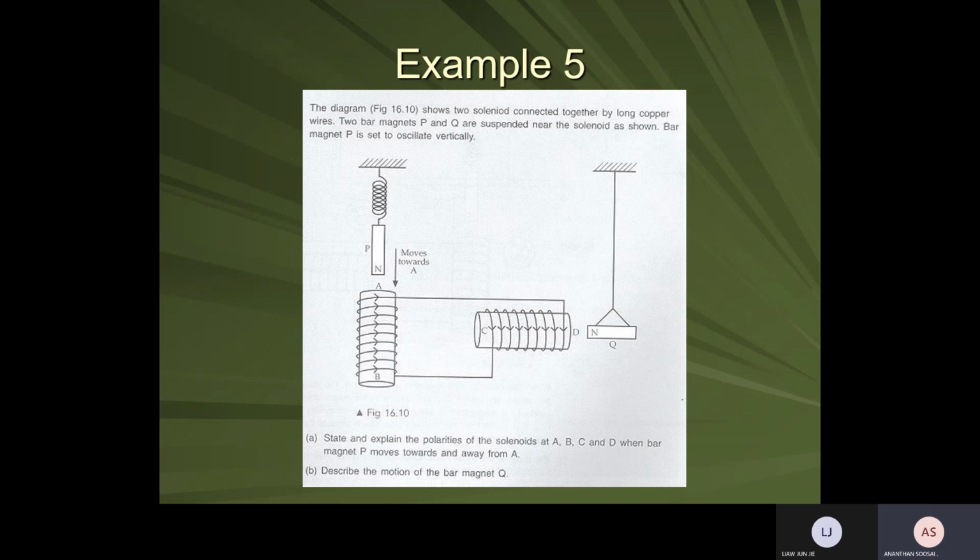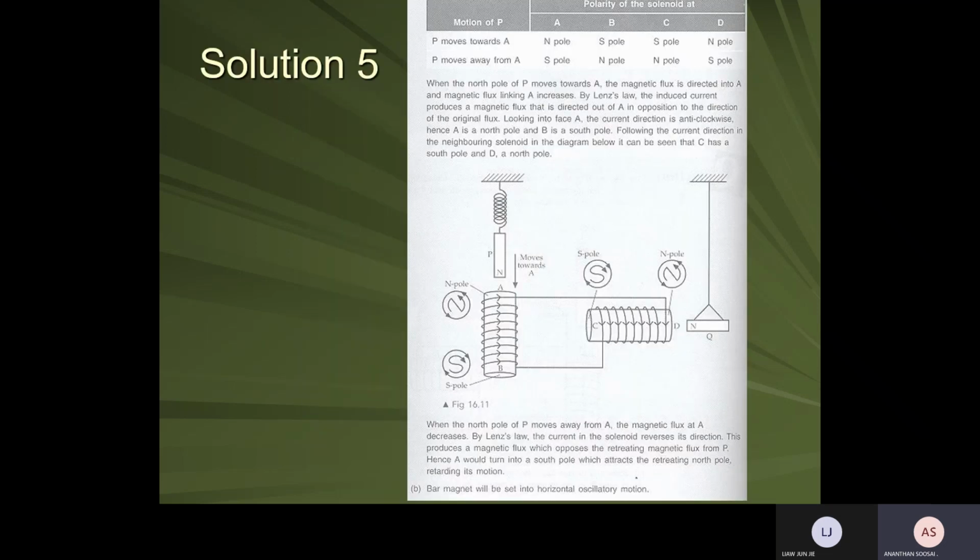So what happens to this magnet? Here the pole is changing continuously, north south, north south. What will happen to this magnet? The magnet starts to oscillate with the same frequency as this oscillation. So I told you the polarity of the magnet. Describe the motion of the bar magnet at Q. Q is going to oscillate at the same frequency as the oscillation of the initial magnet. So that's the idea actually.